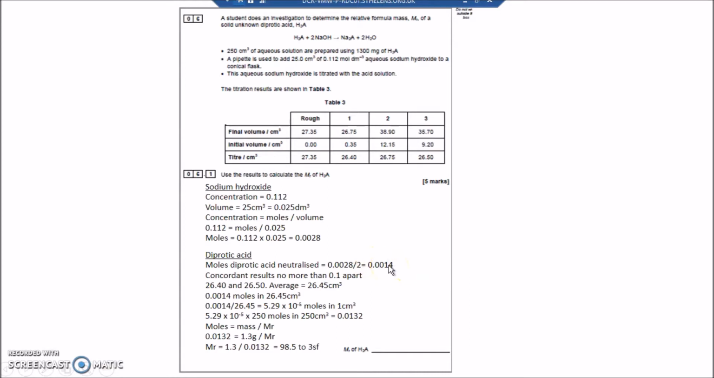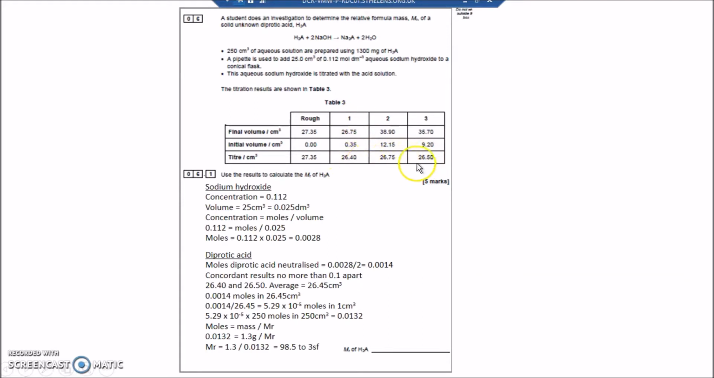0.0014 moles of the diprotic acid, this H2A, this fictitious acid, is reacting. Now I come to my results. I've got to look at them for the best 2 results. The best 2 results are called concordant results, and more accurately it means that they're no more than 0.1 centimetre cubed apart. So I'm looking for 2 of the closest here, 2 that are less than 0.1 apart. If you end up with 3, by the way, I use all 3, but I've only got 2.